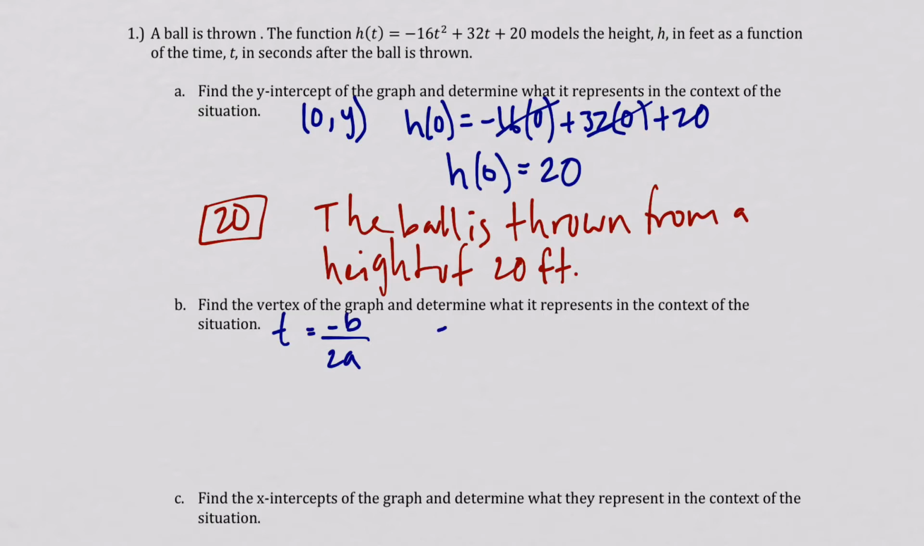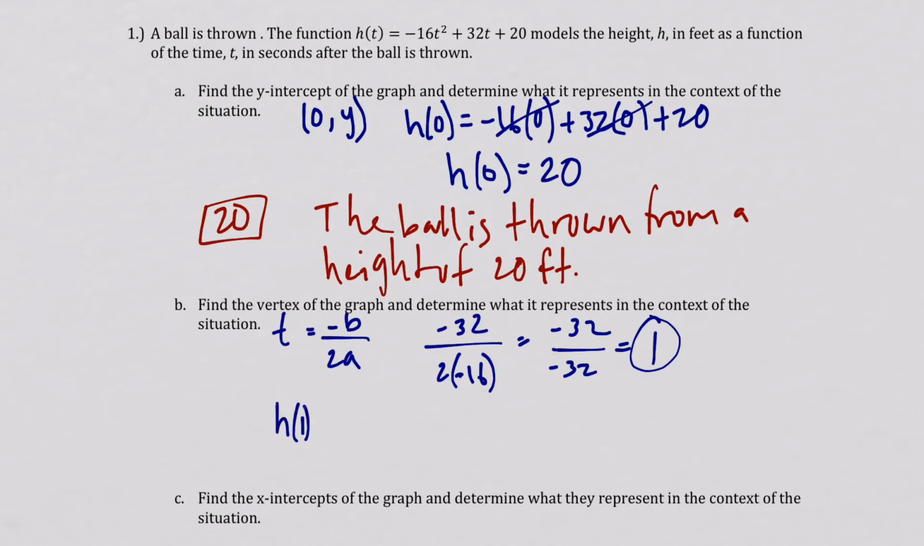So negative b, that means negative 32, over 2 times a, which is negative 16. That's going to give me negative 32 over negative 32, which gives me 1. That is the t value of your vertex. Plug that into your function and find h of 1.